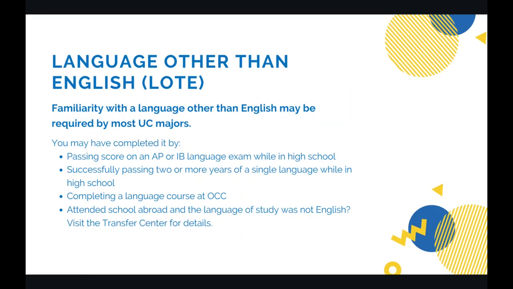Language other than English, LOTE. Familiarity with a language other than English may be required by most UC majors. You may have completed it by passing score on an AP or IB language exam while in high school, successfully passing 2 or more years of a single language while in high school, completing a language course at OCC, and attended school abroad, and the language of study was not English. For this last one, you want to visit the Transfer Center for details.